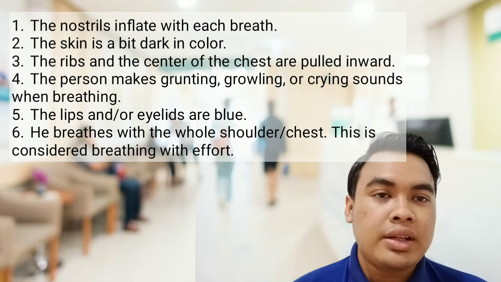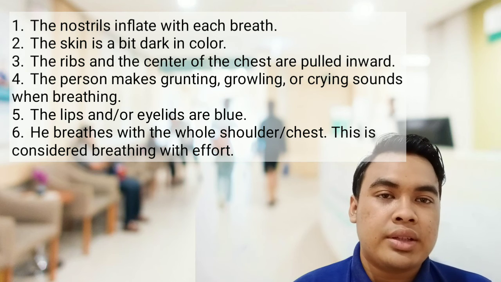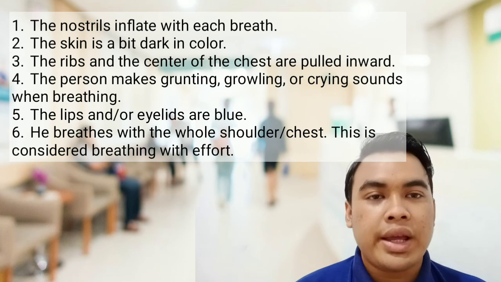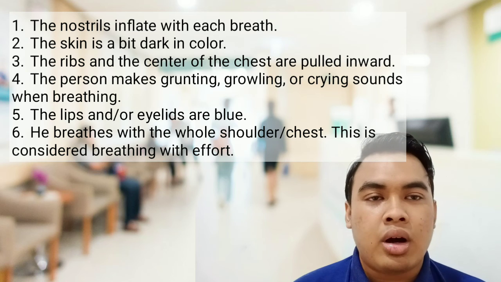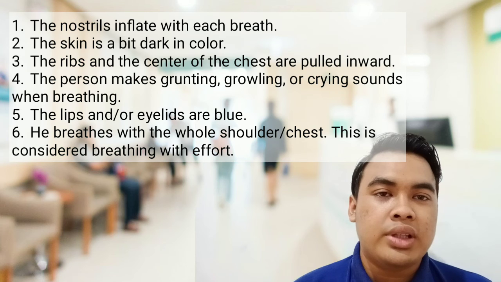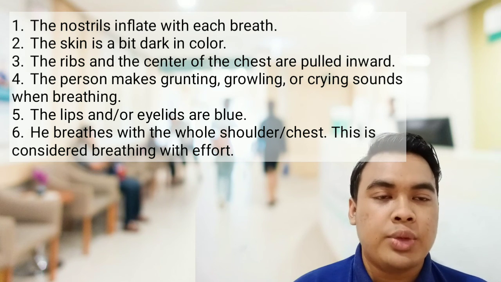2. The skin is a bit dark in color. 3. The ribs and the center of the chest are pulled inward. 4. The person makes grunting, growling, or crying sounds when breathing. 5. The lips and or eyelids are blue. 6. The person breathes with the wall, shoulder, or chest. This is considered breathing with effort.